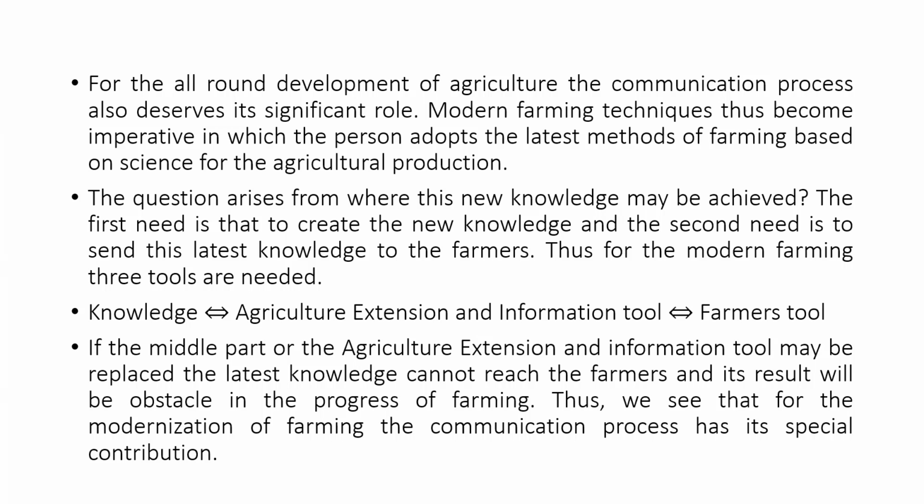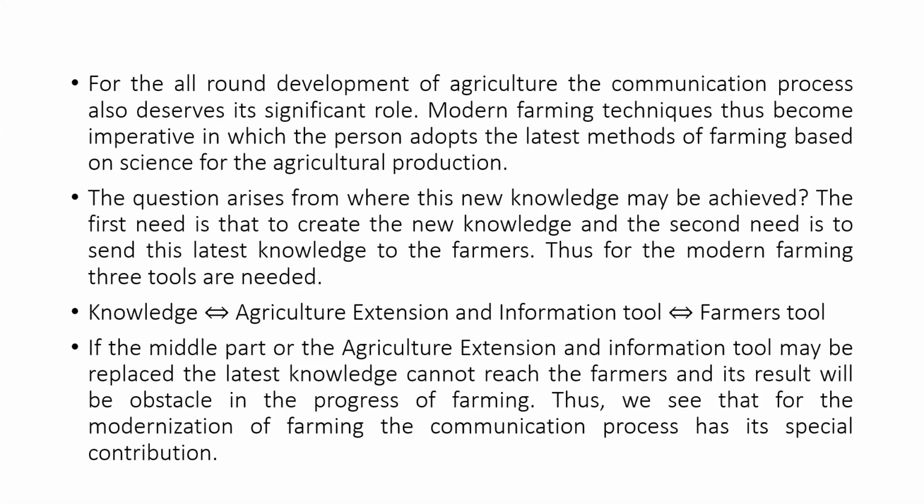The question arises from where this new knowledge may be achieved. The first need is to create the new knowledge, constantly looking at the new knowledge system that is available. The second need is to send the latest knowledge to farmers. Two parts to it: one is the creation of new knowledge or new techniques, and then offering the technical know-how to the farmers in a way in which they could get benefited. And this is where agricultural extension plays a significant role.